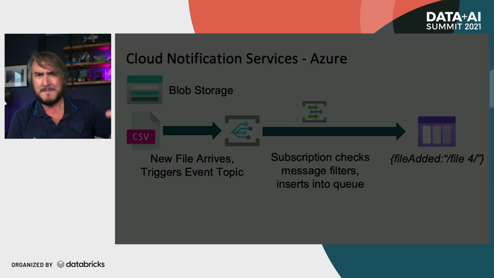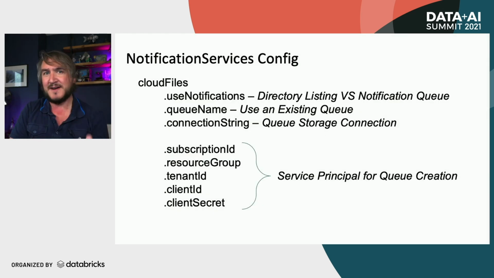So, a bit of config. We've got the cloud file settings, and there are different parameters we can pass into them. So, do you want to use notifications? What's the queue name? If we've already set it up ourselves and produced a queue, and we just want Autoloader to use that existing queue, we can use that queue name. Go look at that thing.